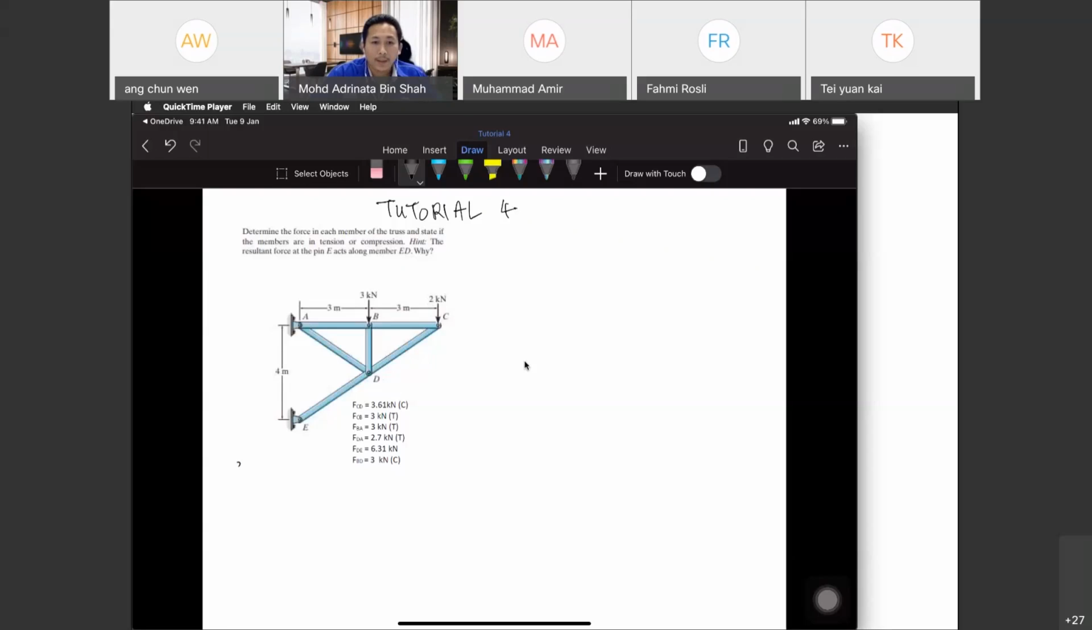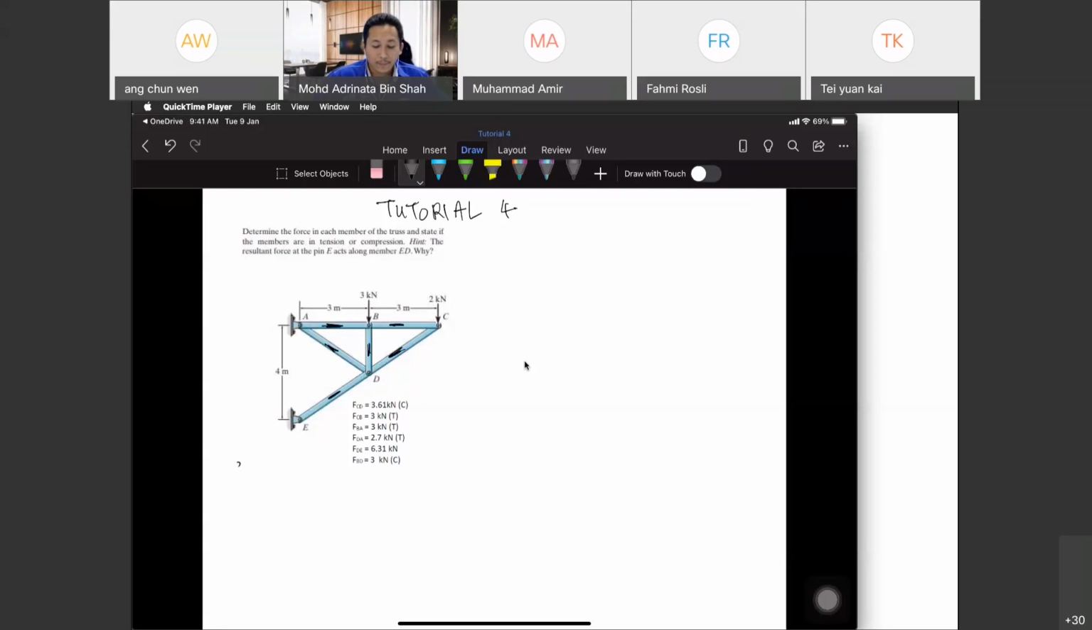So there are 1, 2, 3, 4, 5, 6 members that we need to know forces for, at each of the pin points A, B, C, D, and E. So we have AB, BC, AD, BD, CD, and DE.